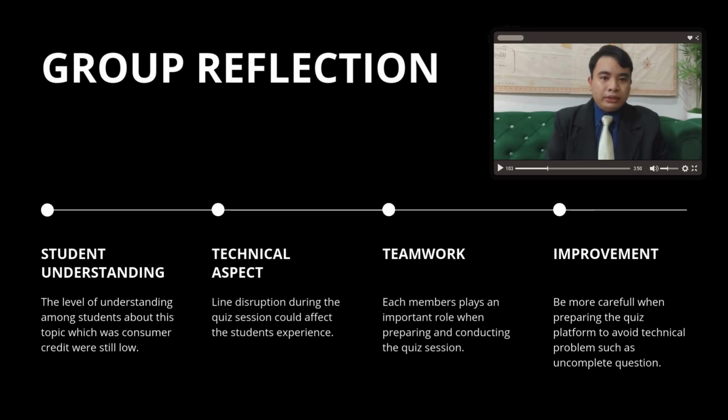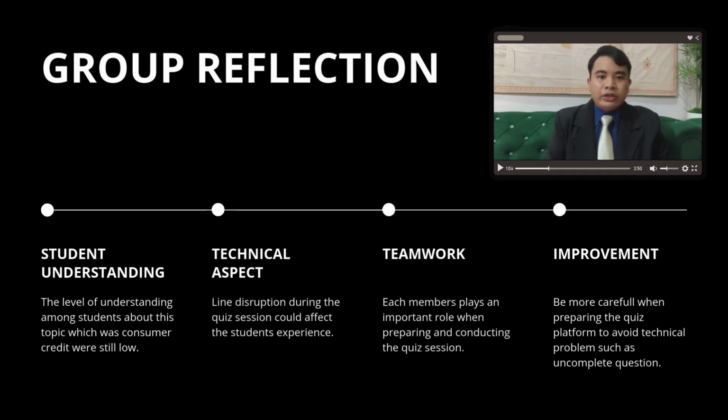Alright, the third one is teamwork and preparations. From this experience, we learned the importance of teamwork and preparations. Every member of the group has a role to play, whether it is checking technical issues, reviewing the content, or making sure the activity flows at the right pace. By working together and paying attention to the details, we were able to reduce mistakes and provide a better experience.